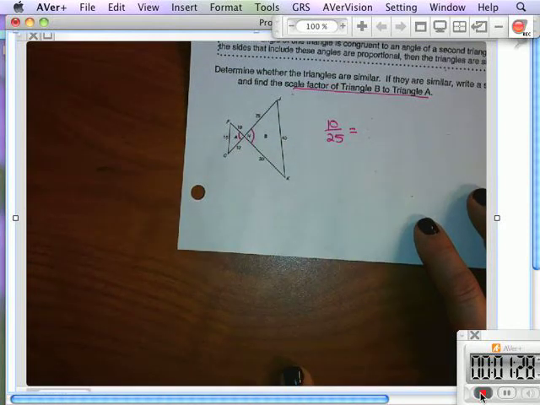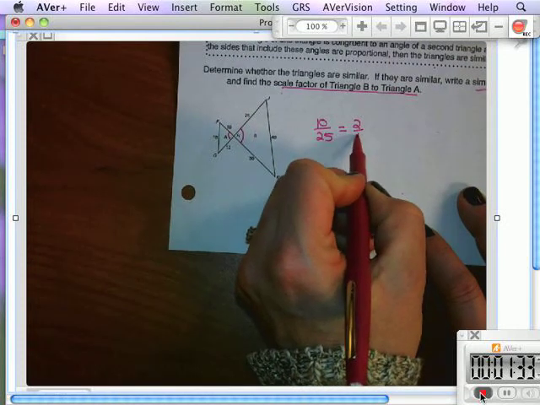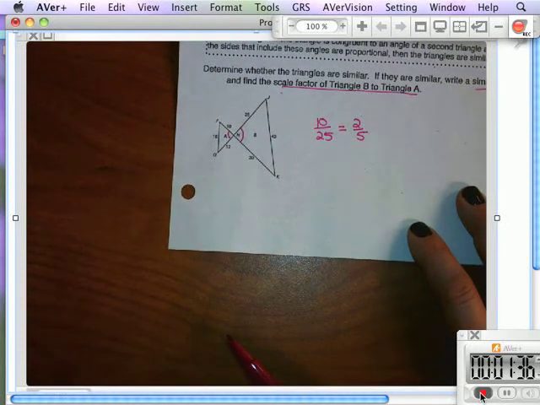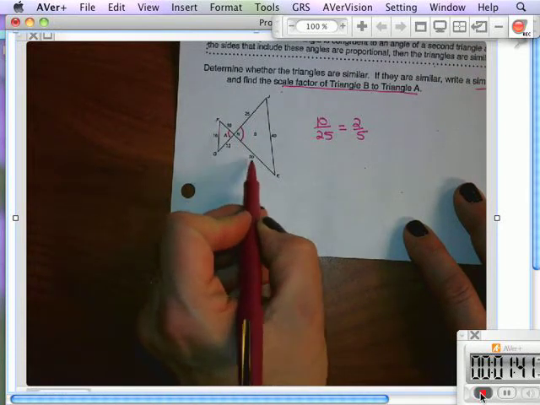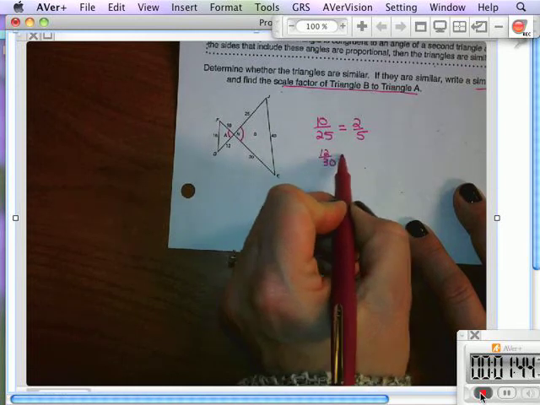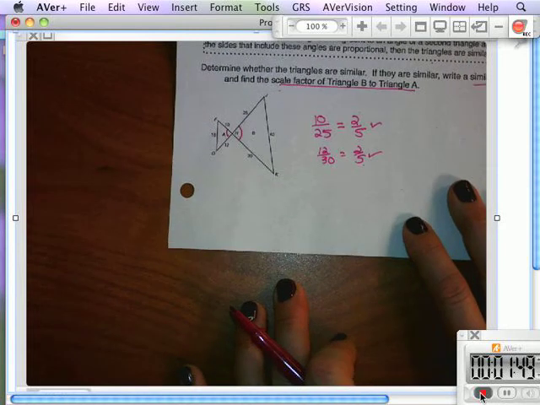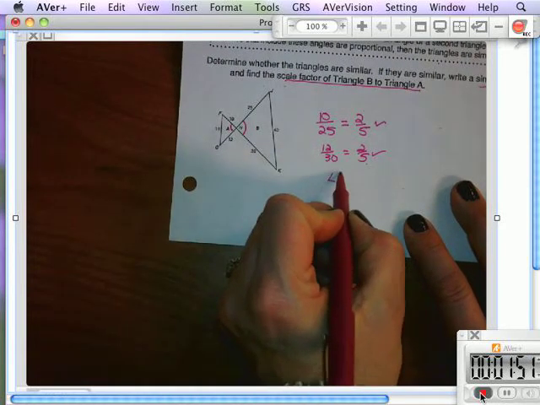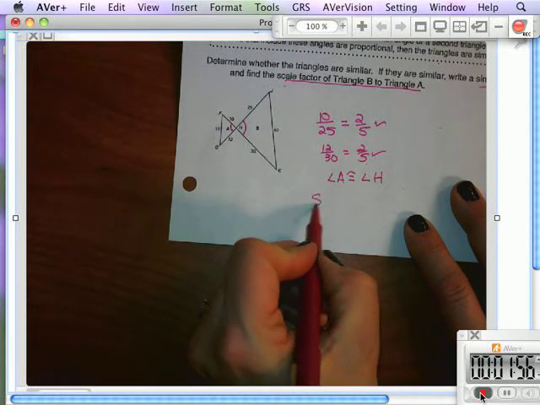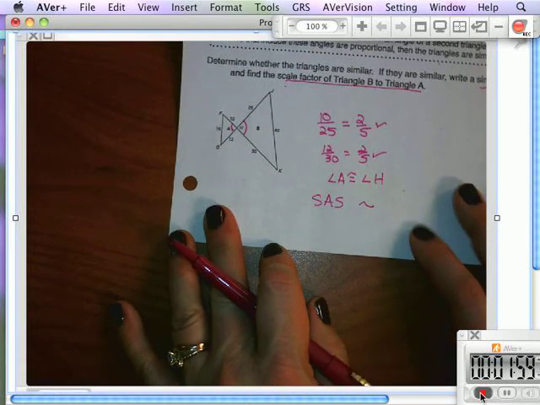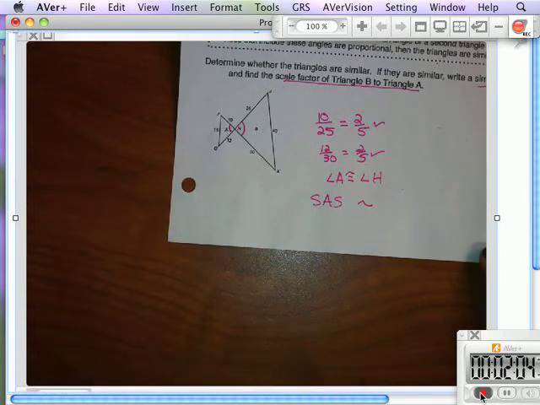what does that reduce to? Does anybody know? I'll tell you, 2/5. Okay? This ratio, let's see if it's equal to this ratio, 12 to 30. Oh, would you look at that? Their ratios are equal. And I can say angle A is congruent to angle H, so I have side angle side similarity. Side angle side similarity. Got it?